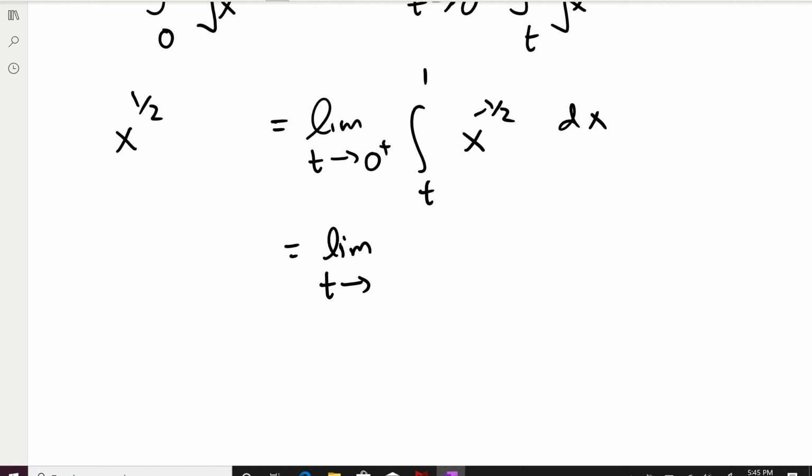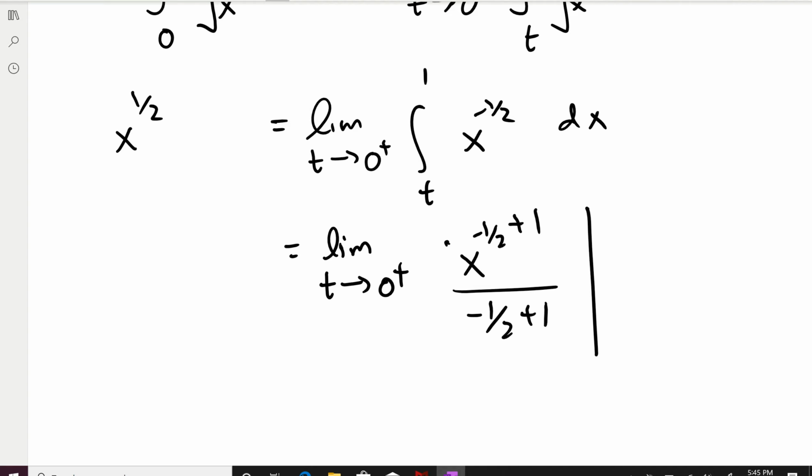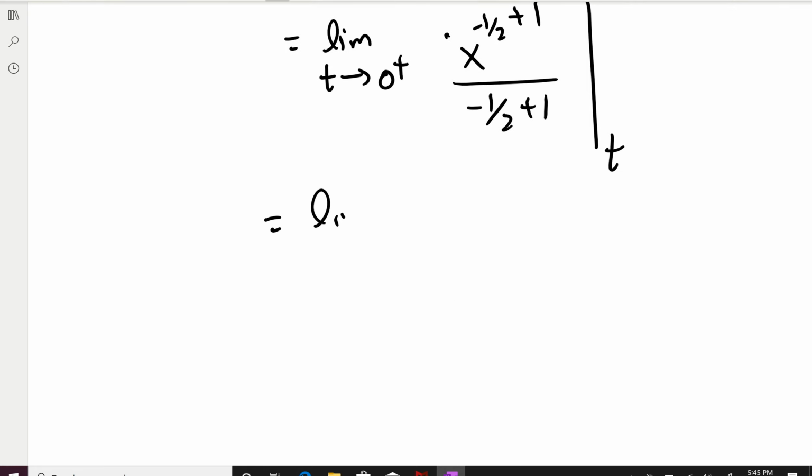Limit t goes to 0 from the right. When you integrate x to the negative half, you get x to the negative half plus 1 divided by negative half plus 1, and you have to evaluate this result at t and 1. Okay, so let's see what we get. Limit, when t gets closer to 0 from the right, negative half plus 1 is actually positive half, and you are dividing by positive half. Dividing by positive half is the same as multiplying by the reciprocal of half, which is 2. And now you have to evaluate the function at 1 and t.